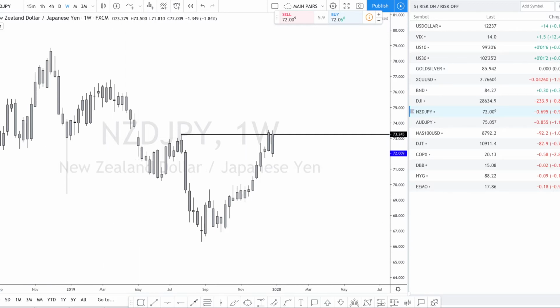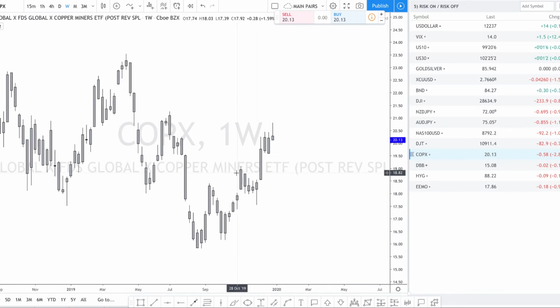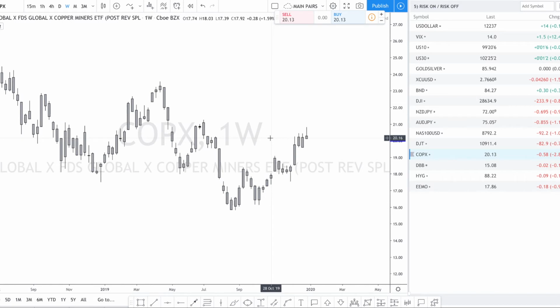We've also got copper. Copper's a good one as well. Copper's another measurement of economic health. It's the world's third most used metal after iron and aluminium, and it's primarily used in construction.